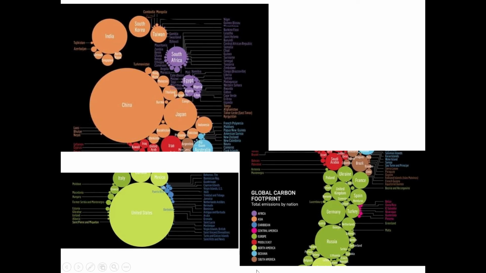Similarly, this color code very easily explains Africa, Asia, Caribbean, Central America, Europe, Middle East. So all these are explained very well, and it is very easy to present, and immediately people will appreciate how much carbon footprint is created by different countries, which country needs to take some strict measures, and which countries' contribution is very small.